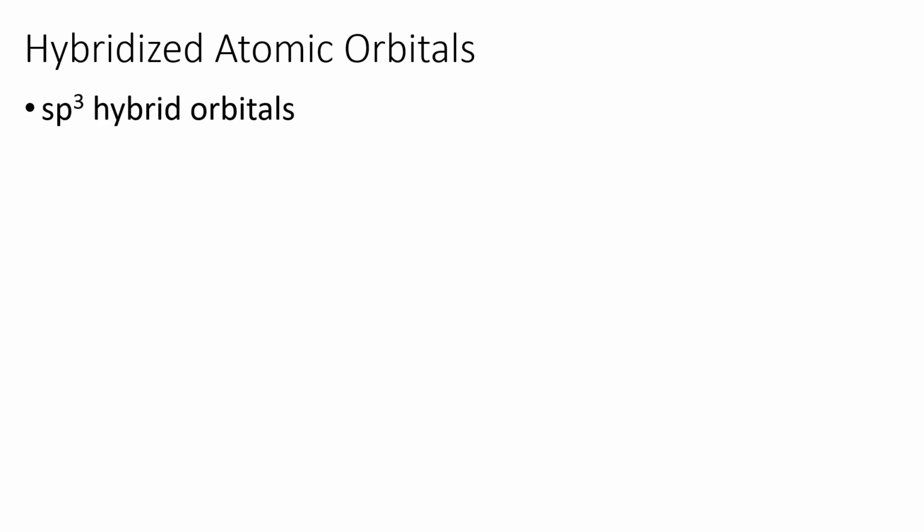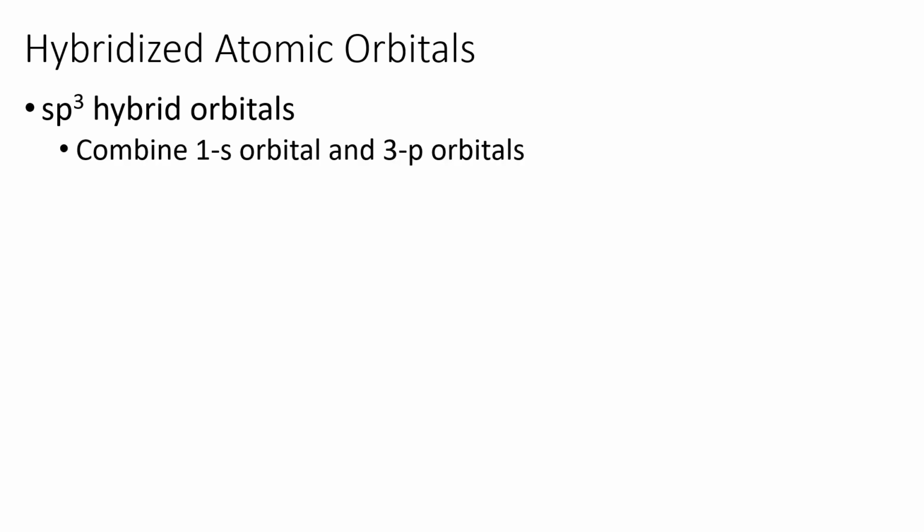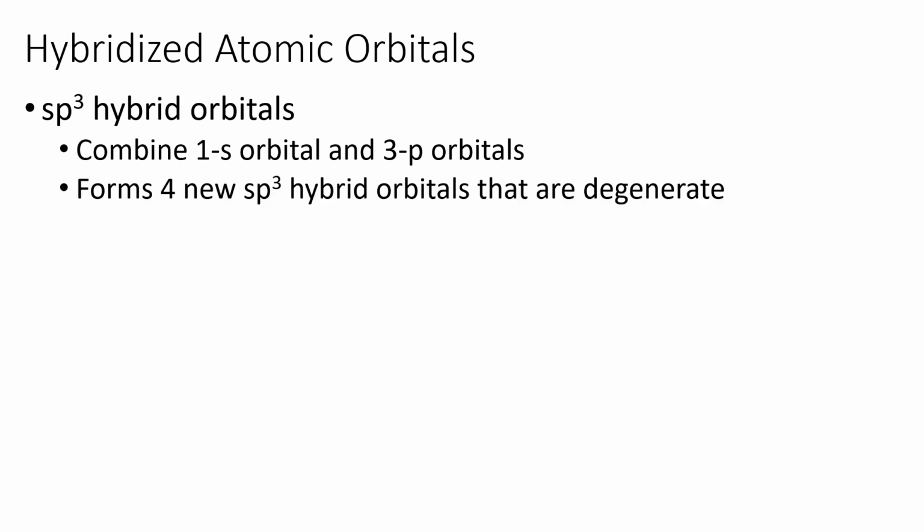One type of hybridization is going to be our sp3 hybrid orbitals. This is where we're going to combine one s orbital and three p orbitals, again, all on one atom. Since we're combining a total of 4 orbitals, we're going to form 4 new sp3 hybrid orbitals.